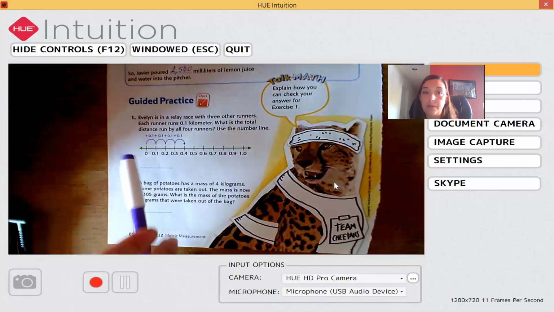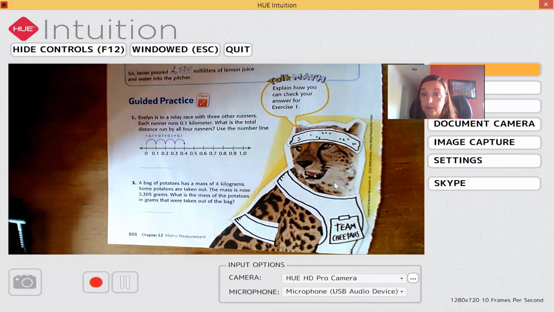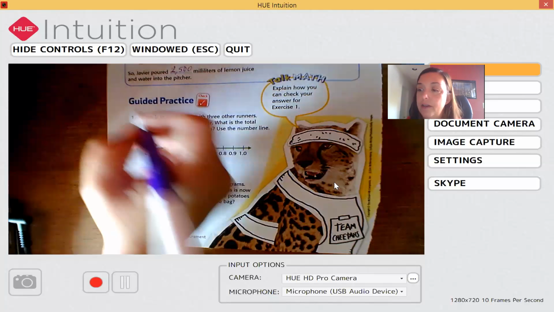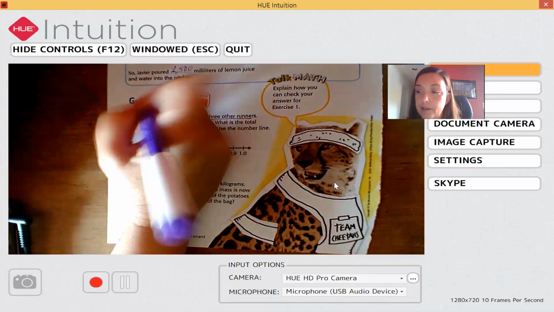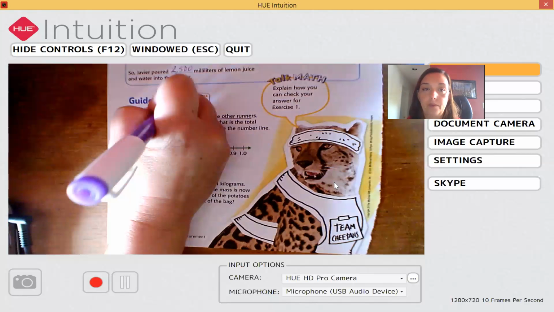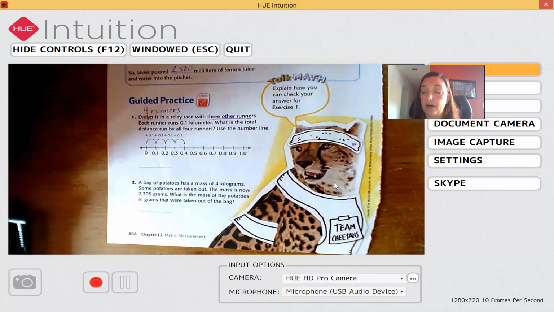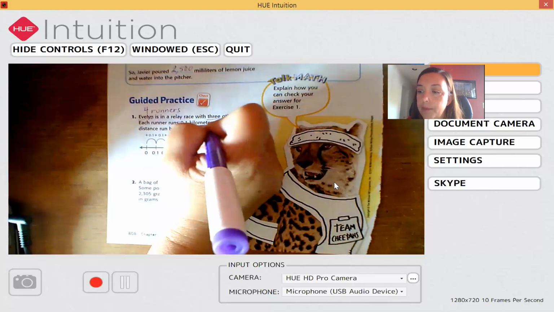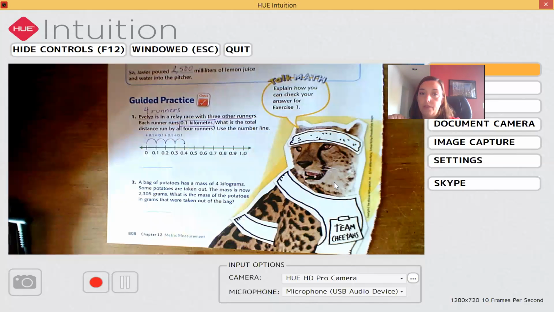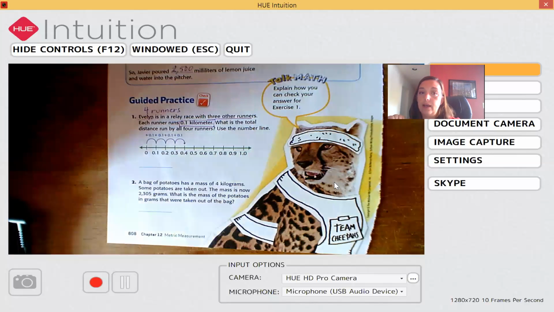So this problem is about running, right? And the math information that we have is that there's Evelyn and there's 3 other runners. So that's a total of 4 runners, right? And each runner is gonna run 1 kilometer. And the question is asking us, what's the total distance for all 4 runners?